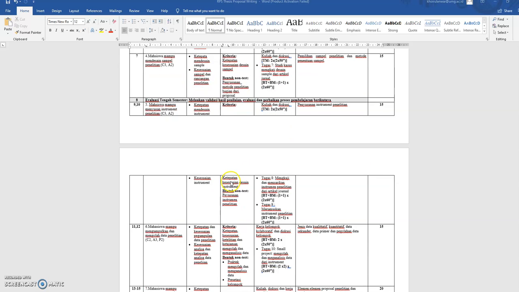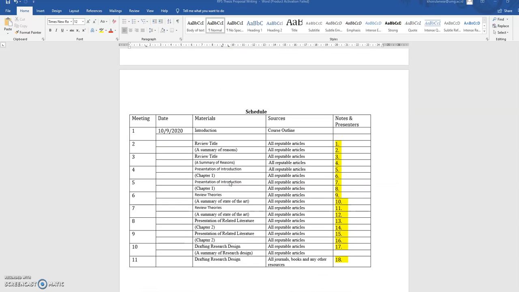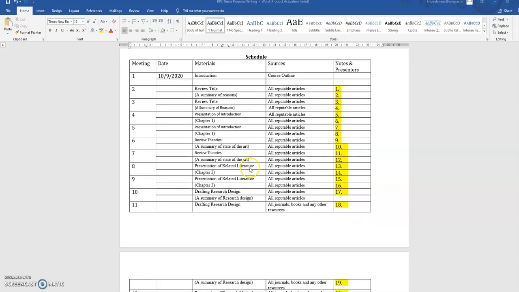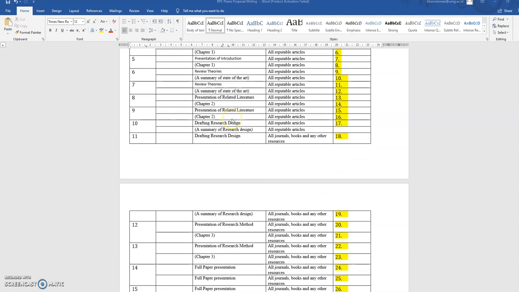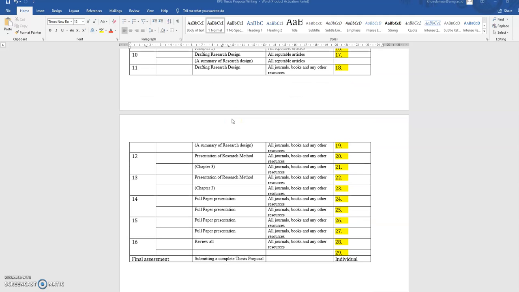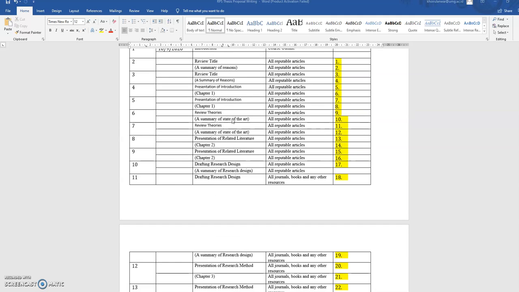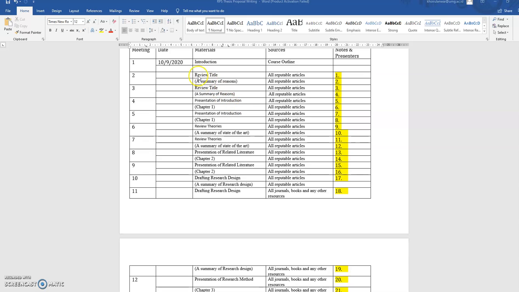Then, in the last part, I need your contribution of putting your name here, because we have to divide the schedule into several meetings. At least we can cover 16 meetings. We start next week with reviewing the title. So we need two meetings, meeting 2 and meeting 3, to talk about the review of the title.